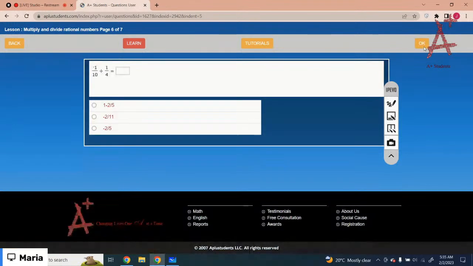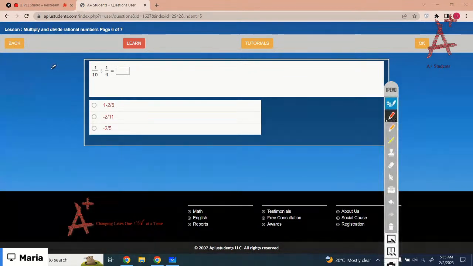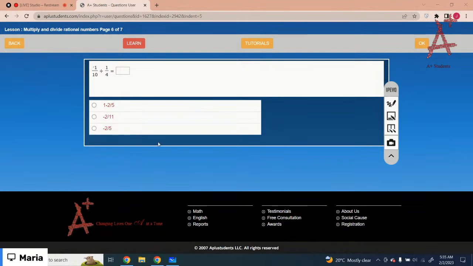Okay, the next one is negative 1 over 10 divided by negative 1 over 4. So just replace the division sign with multiplication, then take the reciprocal of the term. So it is 4 over 10. Let's just divide them by a common factor. That would be 2 times 2 is 4 and 2 times 5 is 10. Got it? So multiplying a positive and a negative number, the product is negative. So it would be negative 2 over 5. Got it?